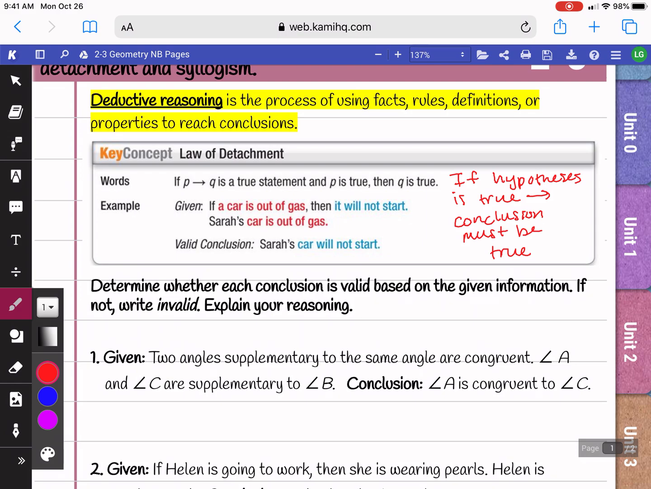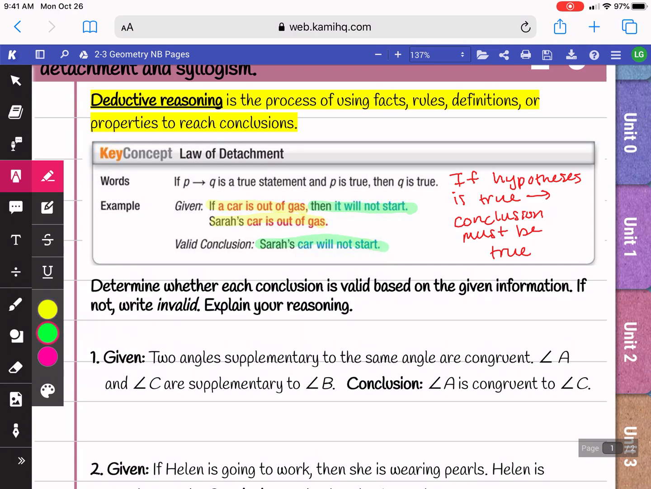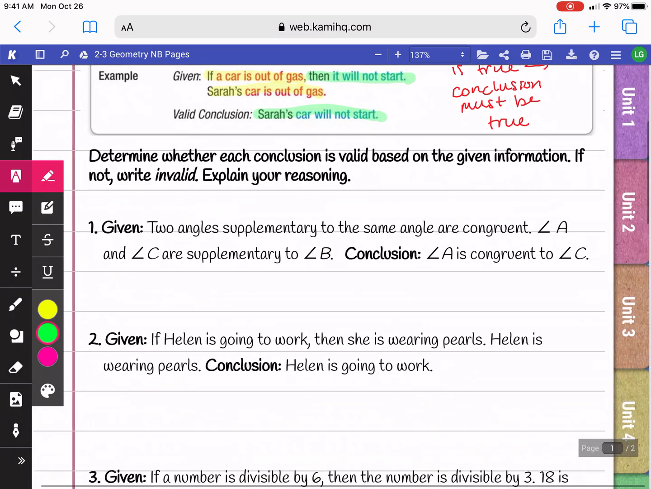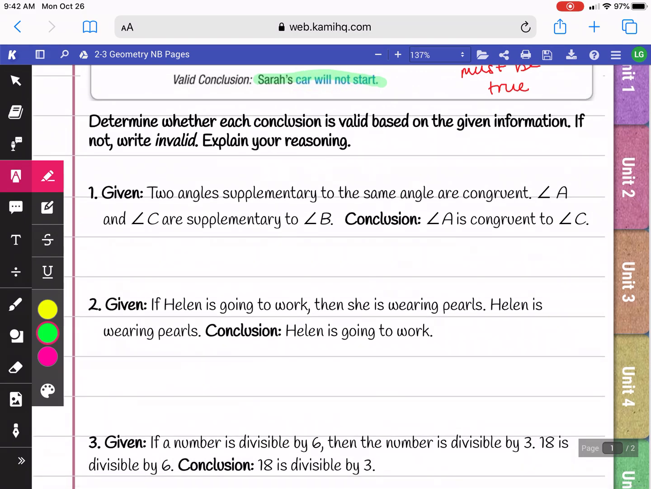So here it says if a car is out of gas, that's my hypothesis. The conclusion says then it will not start. And then they confirmed the hypothesis. So Sarah's car is out of gas. So then the conclusion that her car will not start must be true. So you're detaching the hypothesis and conclusion. If the hypothesis is true, then your conclusion must be true. So we're going to practice using the law of detachment to check if these next statements are valid or not.